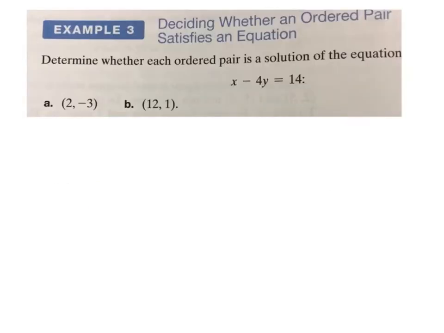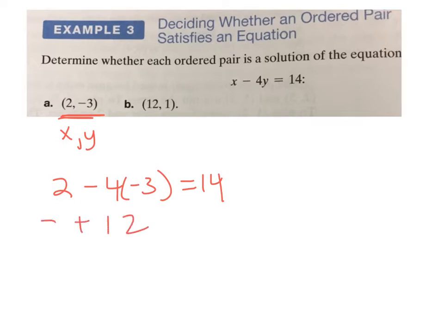To determine whether an ordered pair is a solution, you plug in the first one for x and the second one for y. So if we put a 2 in for this and substitute and put our -3, we want to see if this is a true statement. If I do the math here, 2, this is a positive 12, we do get 14. So this is a solution.